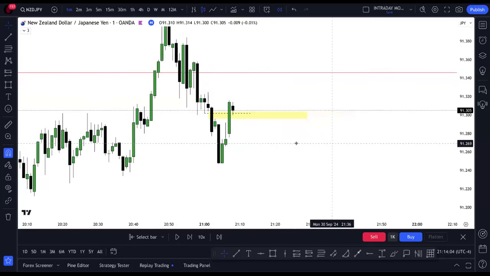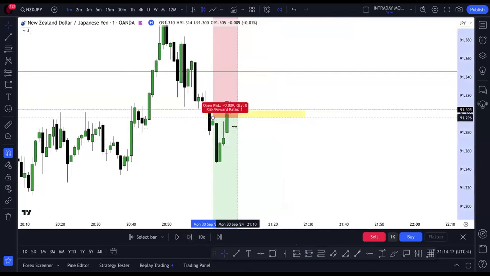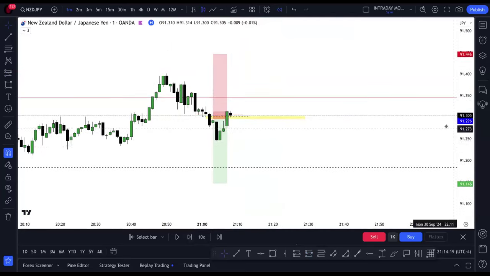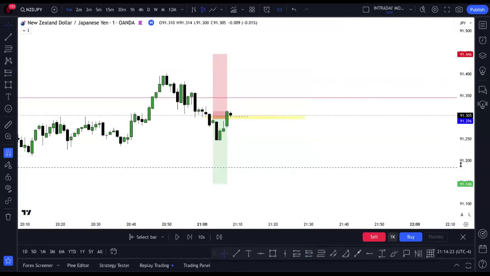I love it. I've been studying price for all this time. This is the one that my eye saw all the time. So that's the entry idea. Going short now, 1 to 1, 15 pips. I have it as a preset because that's all I use. I don't do anything else. Preset, 1 to 1, 15 pips. I'm done.